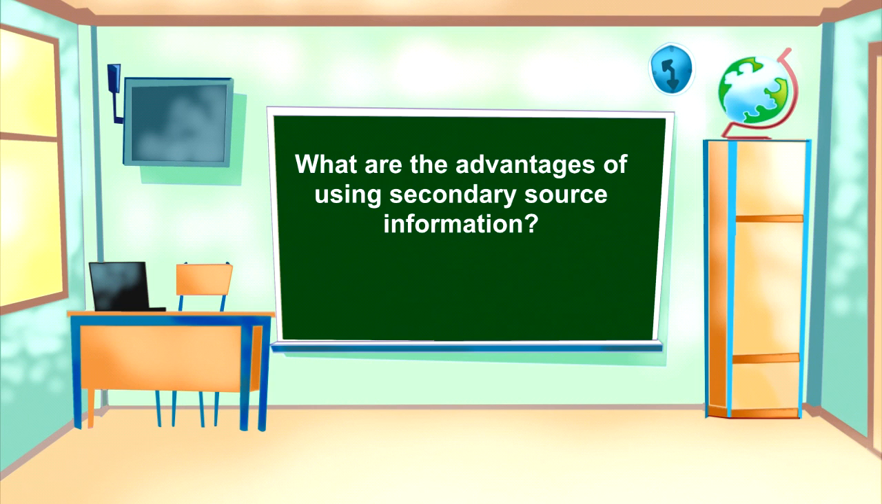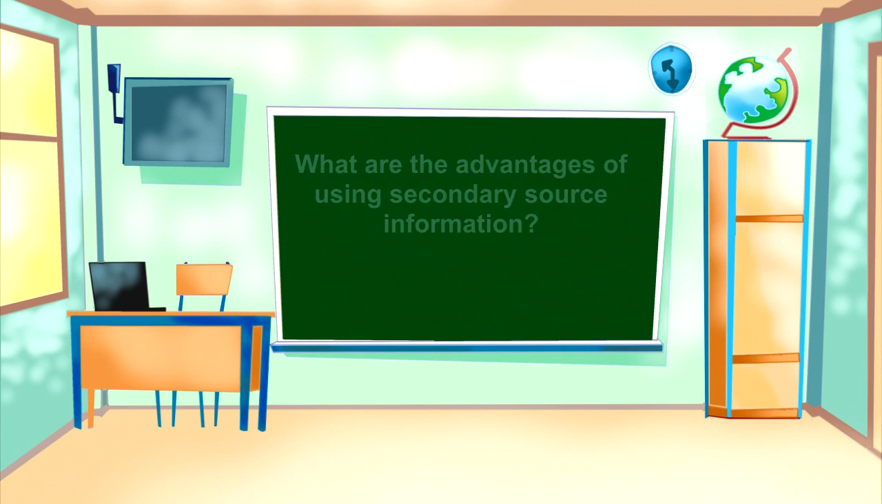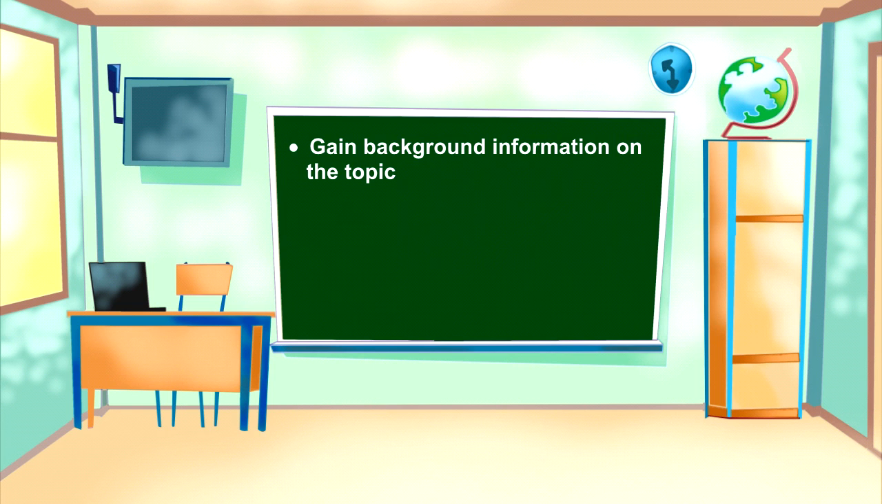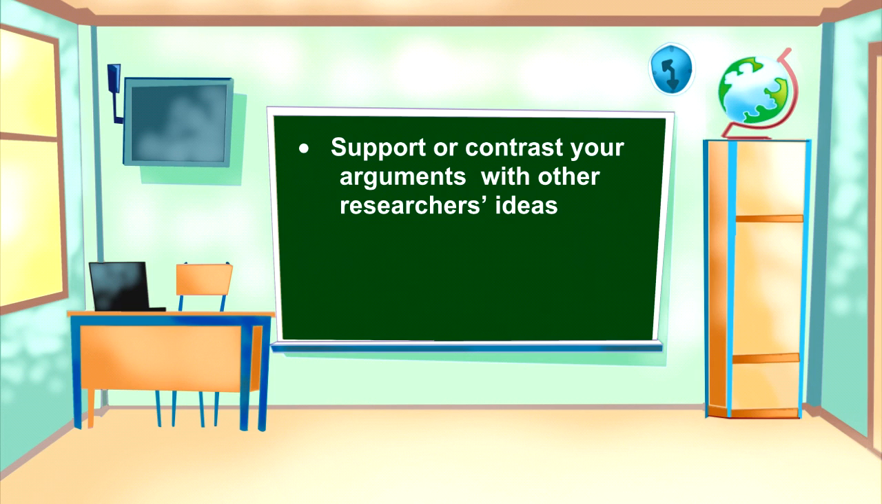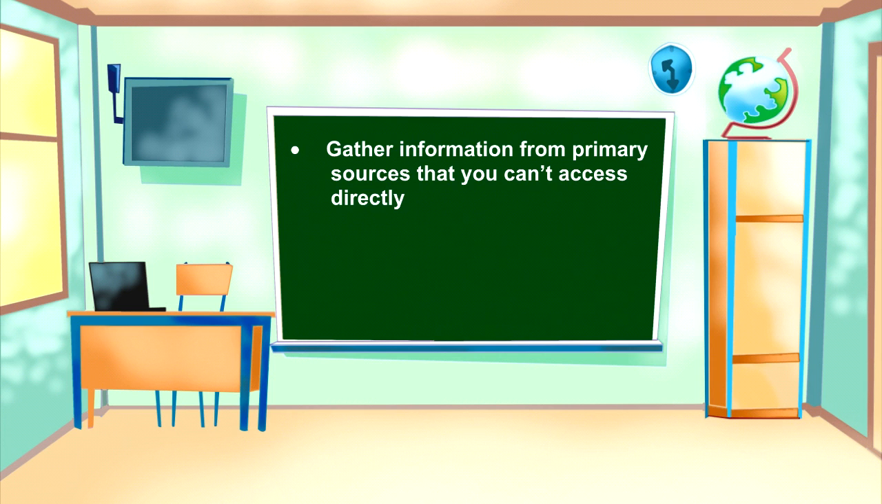What are the advantages of using secondary source information? Secondary sources allow you to gain background information on the topic, support or contrast your arguments with other researchers' ideas, and gather information from primary sources that you can't access directly, like private letters or physical documents located elsewhere.